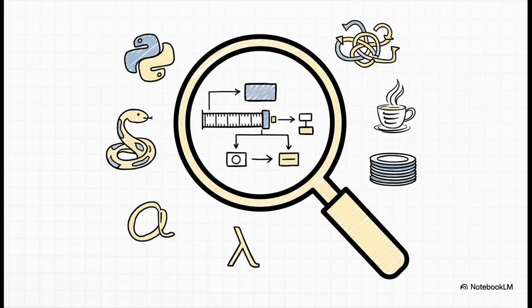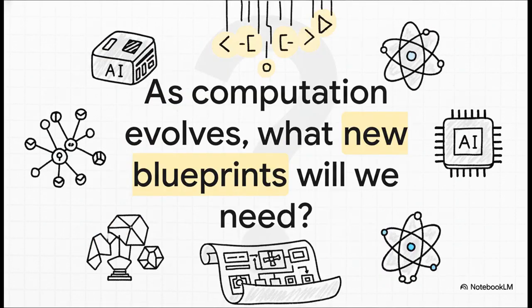Every single time someone designs a new programming language or figures out how to tackle a new kind of problem, they are thinking in terms of an abstract machine, whether they call it that or not. And that leaves us with a huge, fascinating question for the future. As we push into wild new territories like AI and quantum computing, the blueprints that got us here, well, they might not be enough to get us there. So the real question for the next generation of computer scientists is, what new abstract machines will we have to invent to truly understand and harness the power of what's coming next?